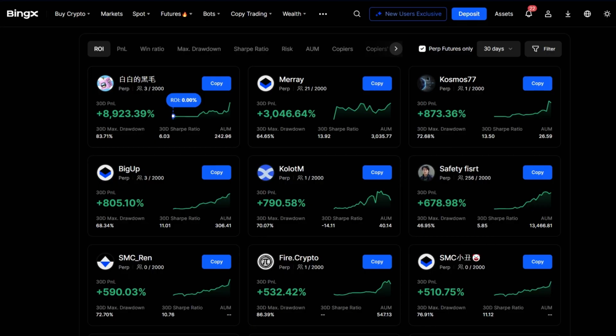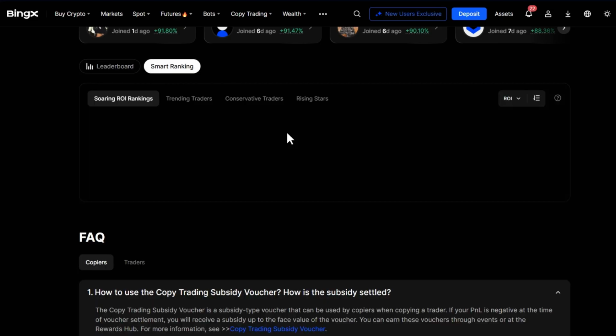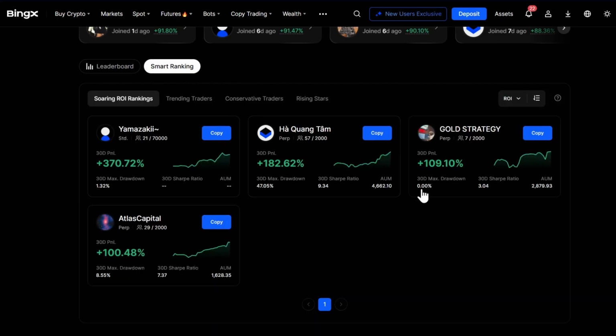This is where you can see all the top performing traders ranked by different metrics. And finally, you've got Smart Ranking, which uses BingX's algorithm to categorize traders based on specific performance patterns. Let's dive into the leaderboard first because this is where you'll find the traders you want to copy.